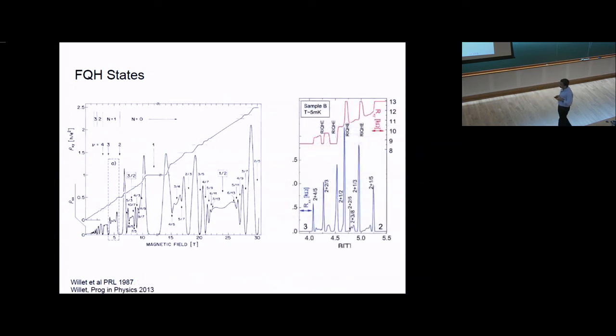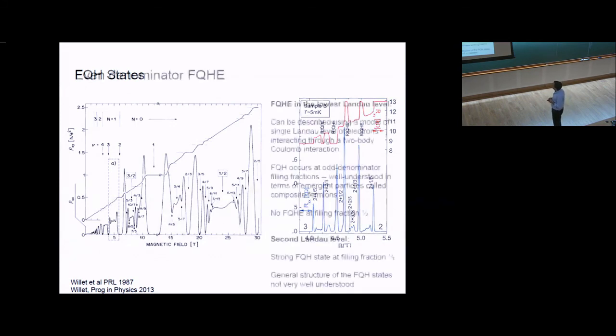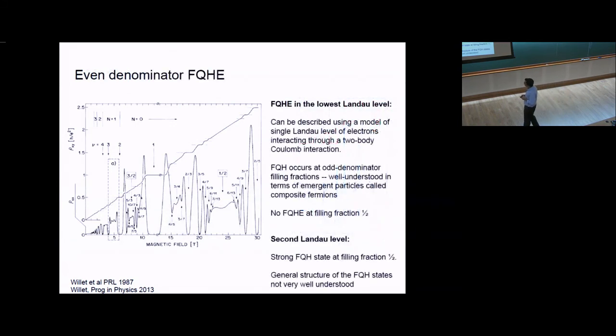However, in the second Landau level, between filling fraction 2 and 4, there is a quantum Hall state at an even denominator, and it's a prominent one, and this corresponds to the longitudinal resistance at filling fraction 1/2 in the second Landau level. In general, there is no simple description of the general structure of quantum Hall states that occur in the second Landau level.